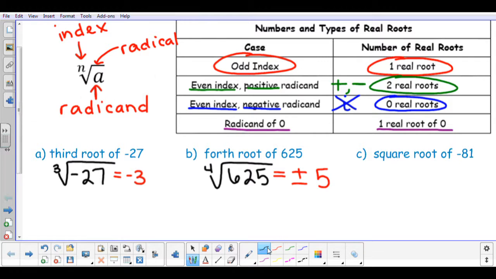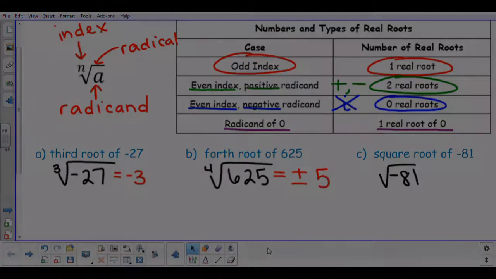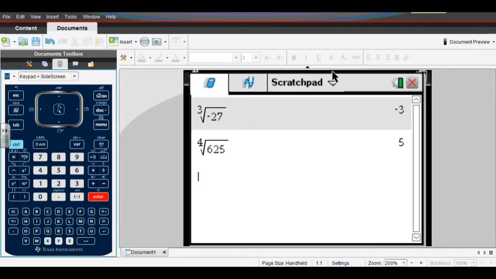And then in letter C, I have the square root of a negative 81. So that would be my regular square root sign. I do not have to put the 2 for the index unless you want to, and my negative 81 is going to go underneath. So I'm going to go into the calculator and put this in. Since it is a square root, I can use the control x squared key just to bring up my square root, and I can type in a negative 81.